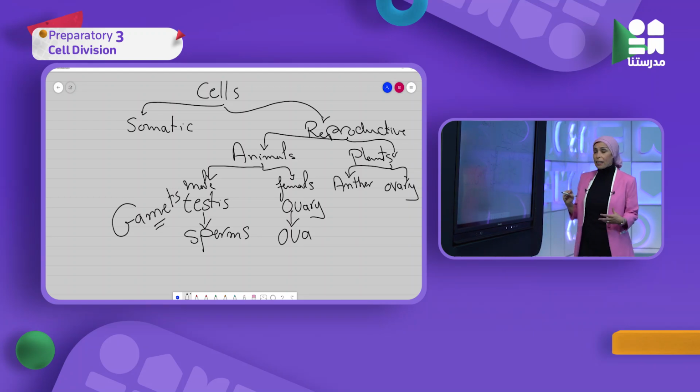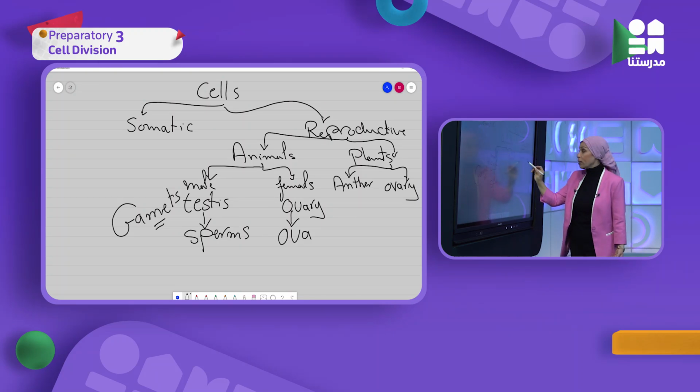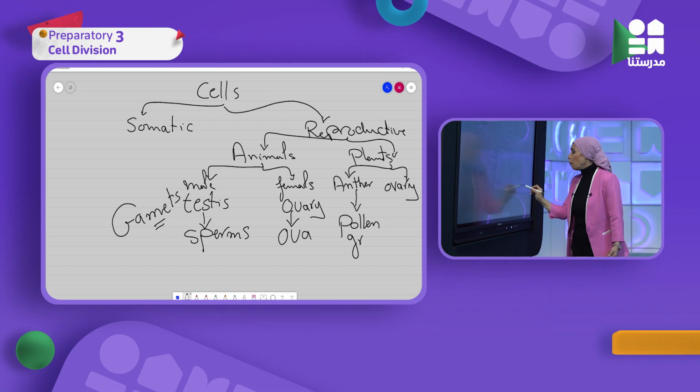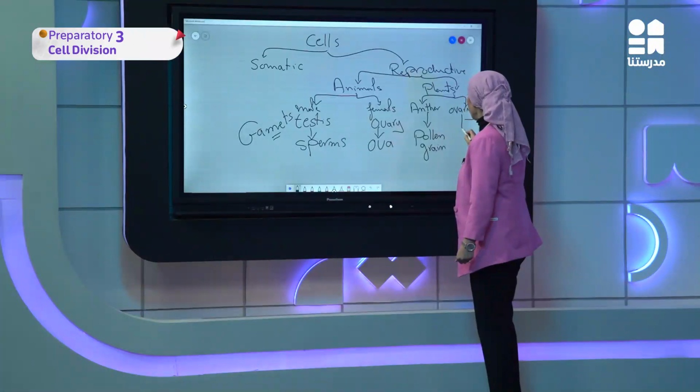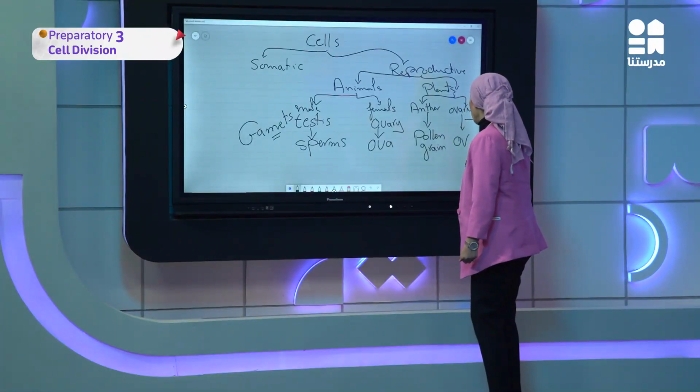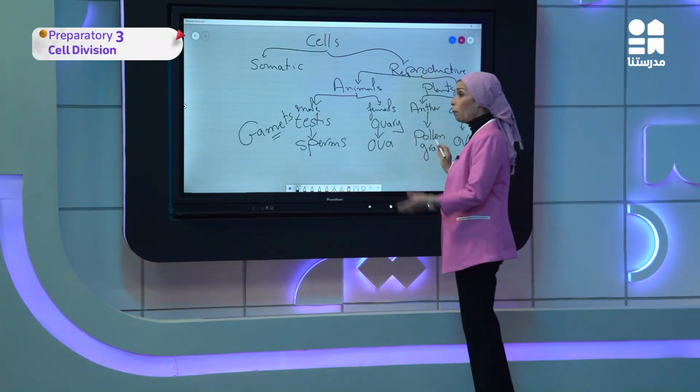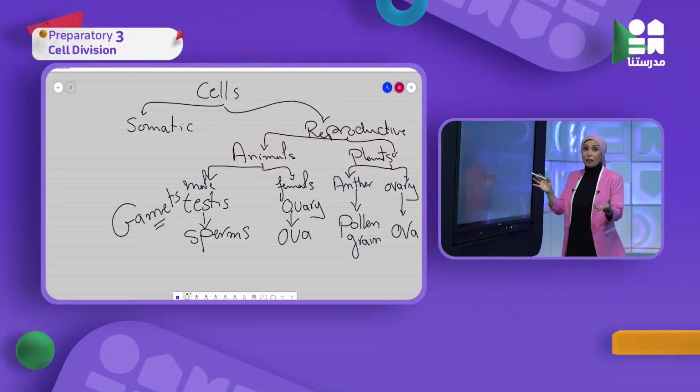What about the gametes of the plants? The anther, the male reproductive organ, produces pollen grains. Pollen grains are what we see flying from flower to flower for reproduction. And the ovaries also produce ova. So plants and animals are the same in the case of the female.